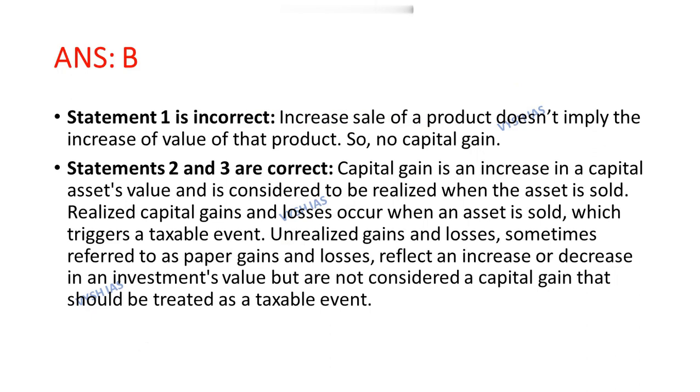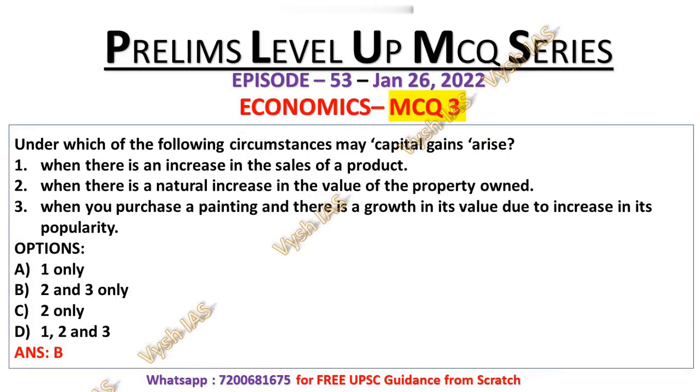Unrealized gains and losses, sometimes referred to as paper gains and losses, reflect an increase or decrease in an investment value but are not considered a capital gain that should be treated as a taxable event, which is mentioned in your statement number 2 and 3, that is when there is a natural increase in the value of property owned and when you purchase a painting and there is a growth in its value due to increase in its popularity. That's why statement number 2 and 3 are correct and statement number 1 is incorrect.